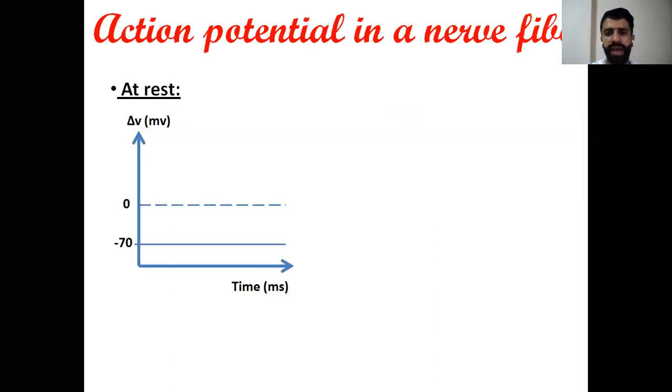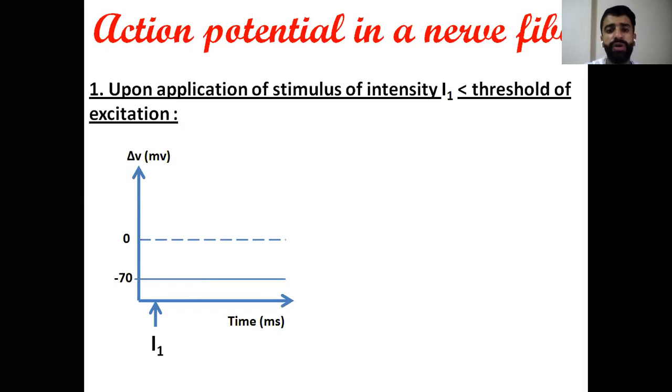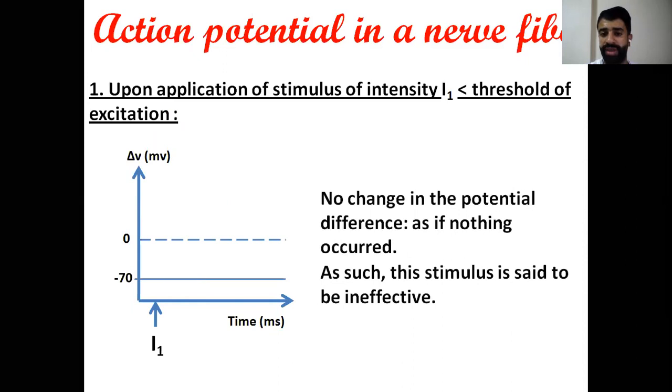The action potential in a nerve fiber. First, the resting potential, as you know, is minus 70 millivolts. Upon application of stimulus I1, intensity 1, which is less than the threshold of excitation, less than the minimum value, there is no change in the potential difference, as if nothing occurred. So the stimulus is said to be an ineffective stimulus. Why? Because it doesn't cause the appearance of an action potential.